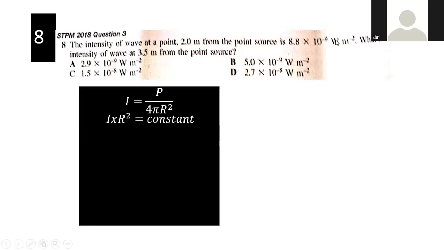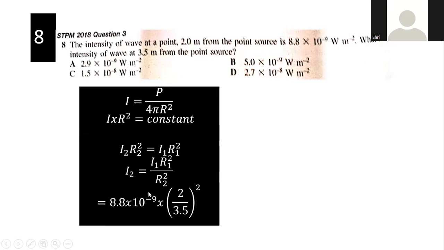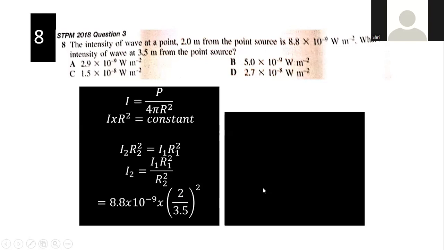Right? P is your constant. Pi, 4 pi is constant, take r squared across. So I R squared equals a constant. This IR is the new one, this is the original one. And put in your value. That's your I1, R1, R2. Square that. A, okay.